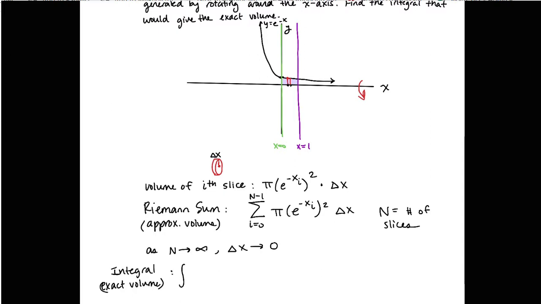So our delta x drops out. We get e to the negative x squared, which we can rewrite as e to the negative 2x. Just remembering our rules of exponents there. We're integrating with respect to x, and then we look at where do we start our disks and where do we stop. So starting our slicing at the smaller x value, we go from x equals 0 to x equals 1.